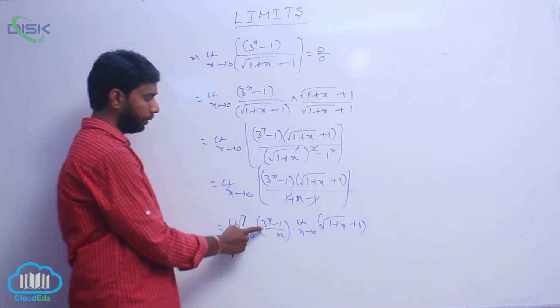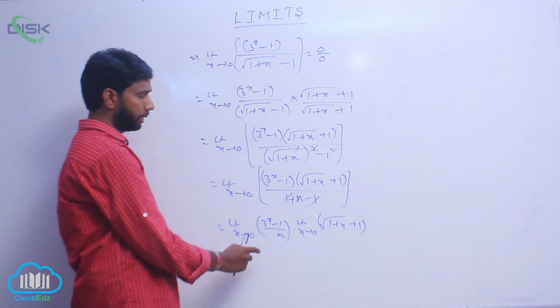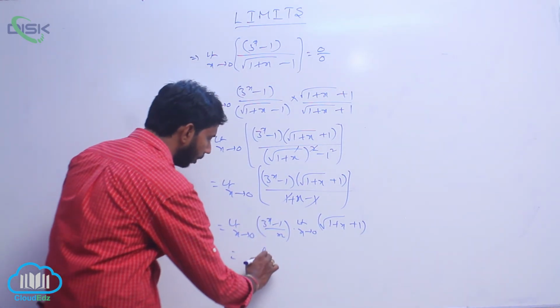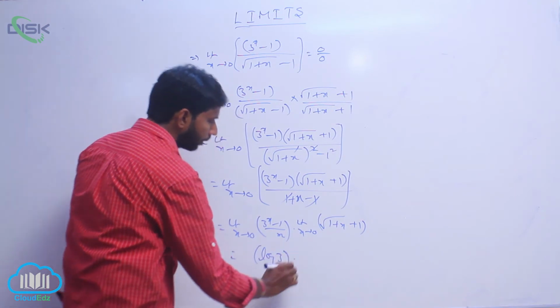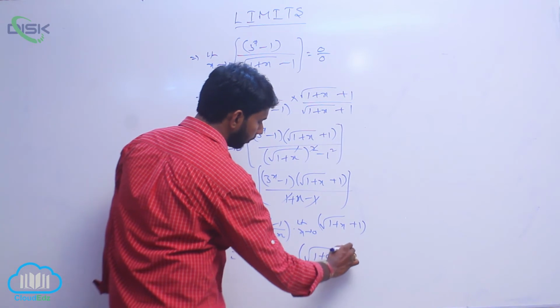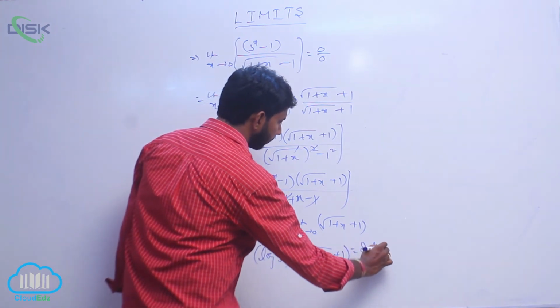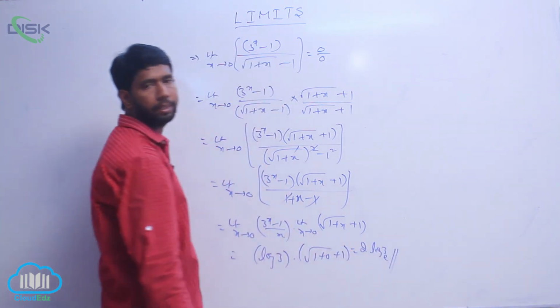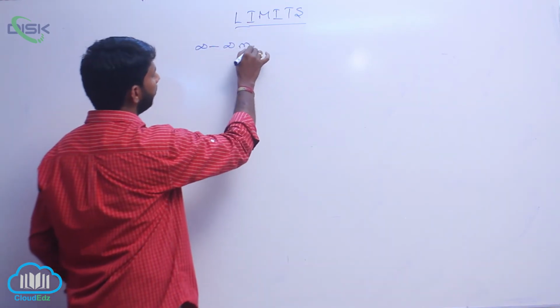The first term is of the form a power x minus 1 by x. a power x minus 1 by x is log a. It is log 3 into, put x equal to 0, the square root of 1 plus 0 plus 1, which is equal to 2. So the answer is 2 log 3. That is the basic problem. Next, the infinity minus infinity model.